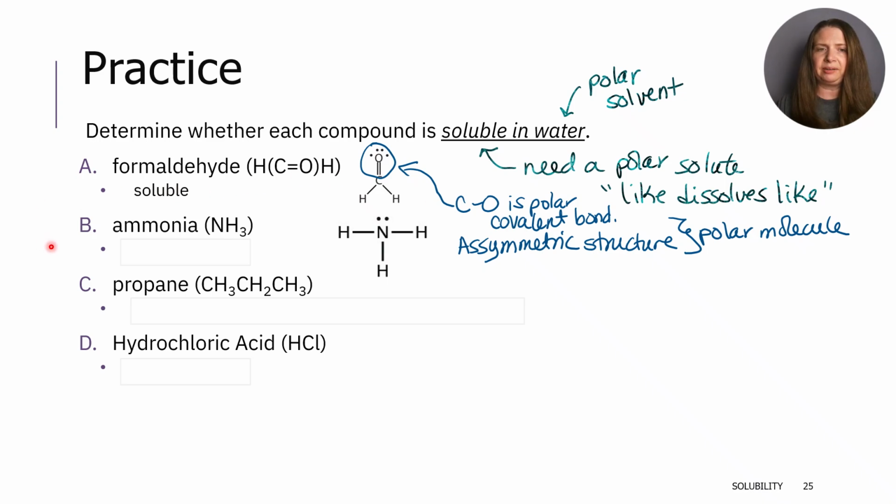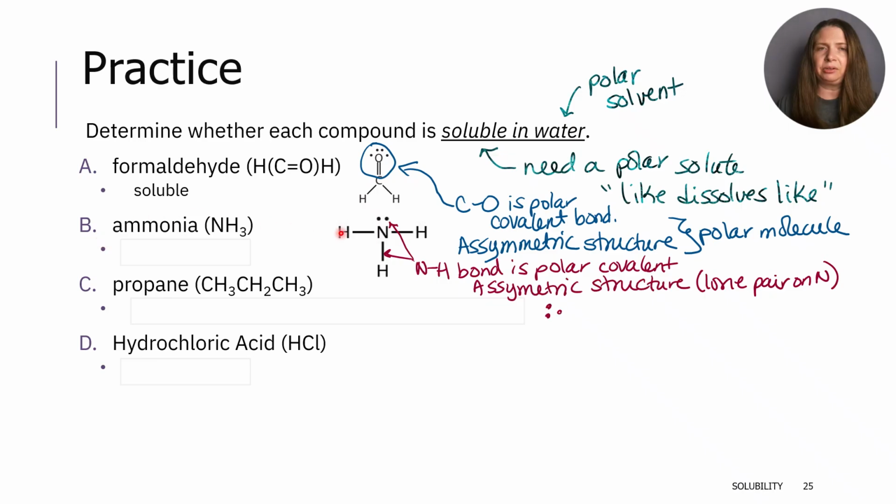Next is ammonia, NH3. The nitrogen-hydrogen bonds are polar, and the lone pair on the nitrogen makes the molecule asymmetrical. Ammonia is polar, and so it is soluble in water.